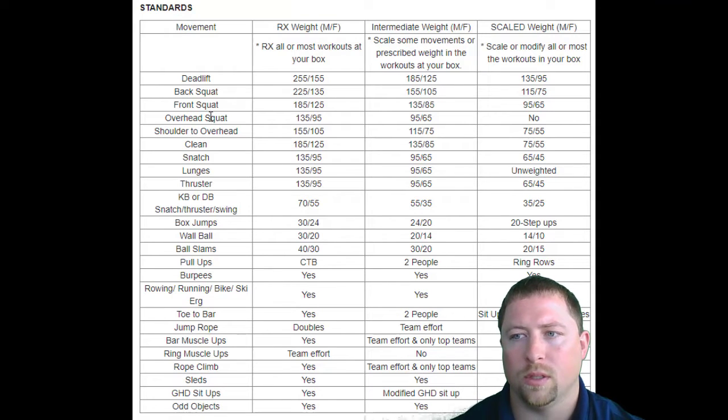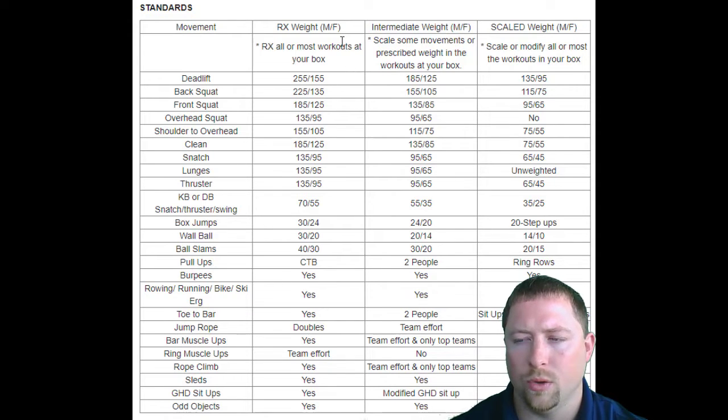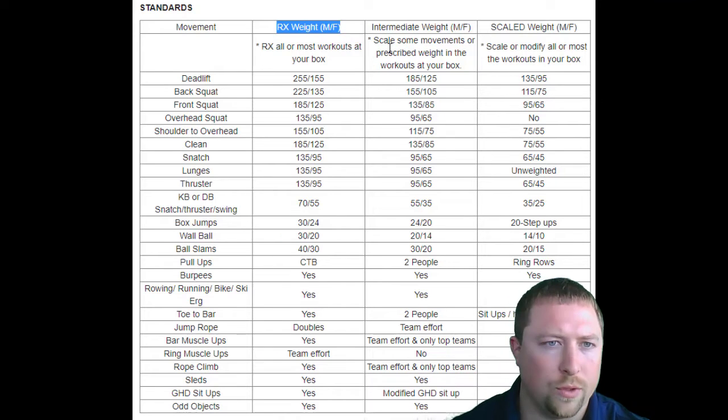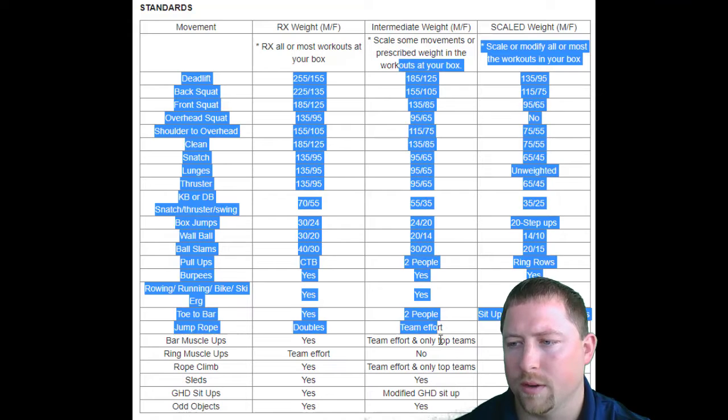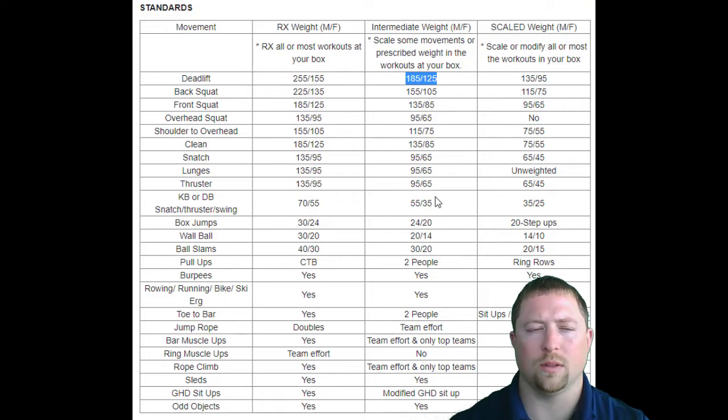In the background, you can see these are the movement standards. So there's something called RX, there's intermediate, there's scaled. I'm pretty new to CrossFit, so I'm gonna try to describe everything in this video, future videos, etc. There's basically some standards here you can look at. Deadlift, 185, 125, etc. You guys can look at all these.